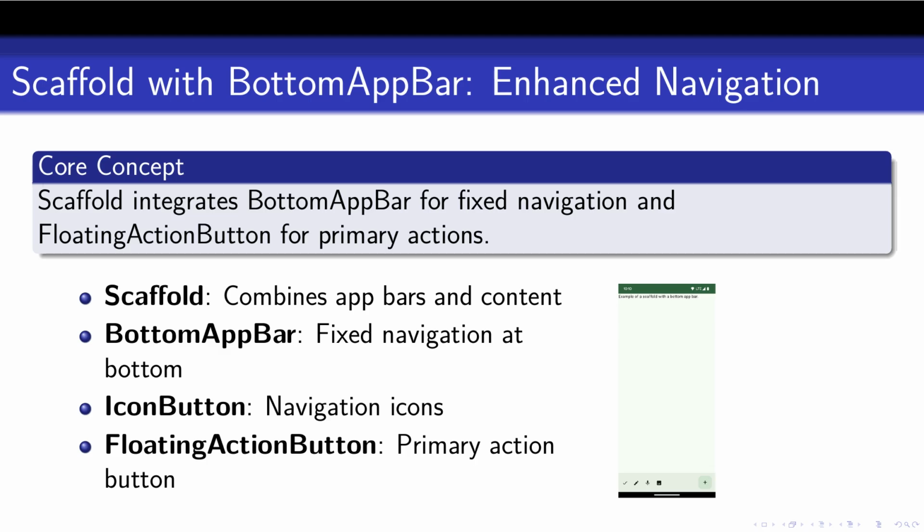For enhanced navigation, Scaffold can also include a BottomAppBar. This fixed navigation bar sits at the bottom of the screen and can hold navigation icons. A floating action button adds emphasis to the primary action, in this case, perhaps creating a new task. This layout pattern keeps navigation and actions easy to access.